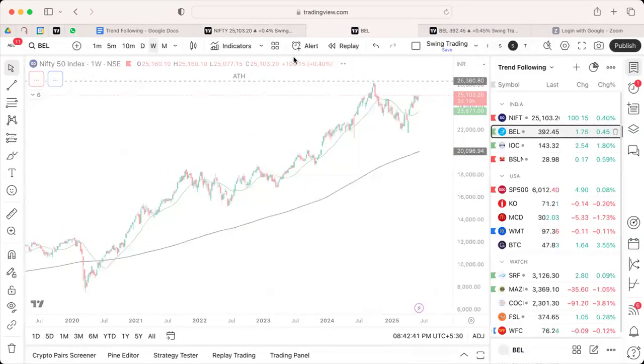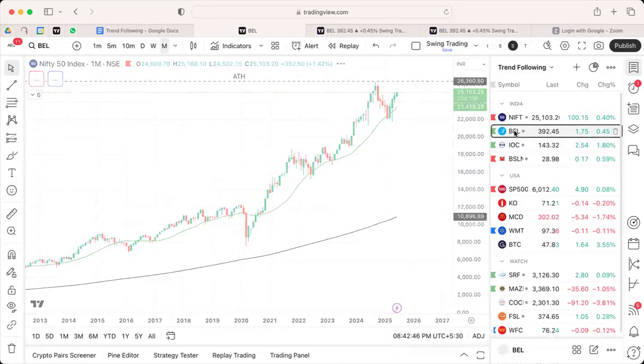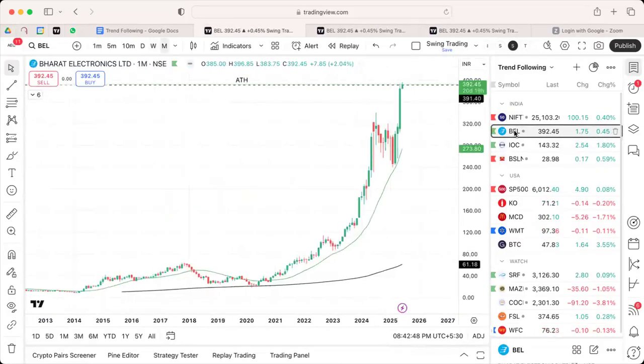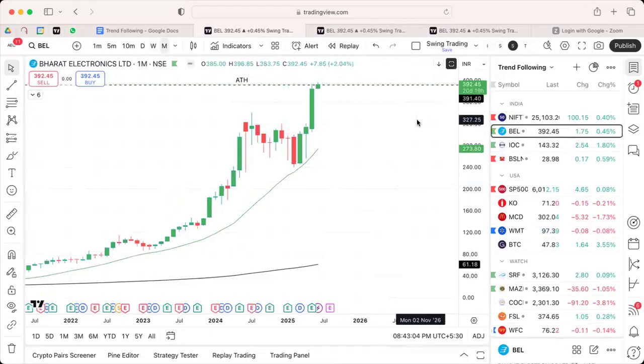All right, BEL. Now, what do I mean by considering the first stock? Well, this is simply an example. I do not recommend that you trade BEL or any of the stocks that are on my list. This is not a recommendation for you to buy, but this is simply a way to give you some methods that you can use for your trading experience.